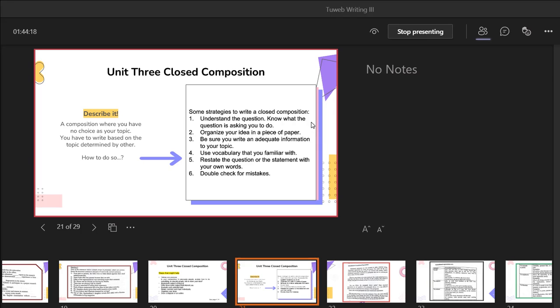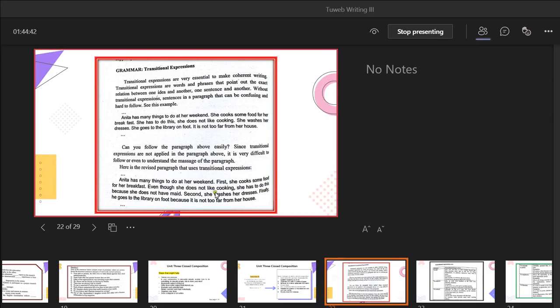Okay, and the next one, restate the question or the statement with your own words. Kita state lagi, tapi dengan kata-kata kita, tidak boleh dengan kata-kata yang dari buku yang sounds like it's not yours. And then double check for your mistakes. Double check the grammar, the spelling, and then the writing stuff. Okay, and then coba dibaca.